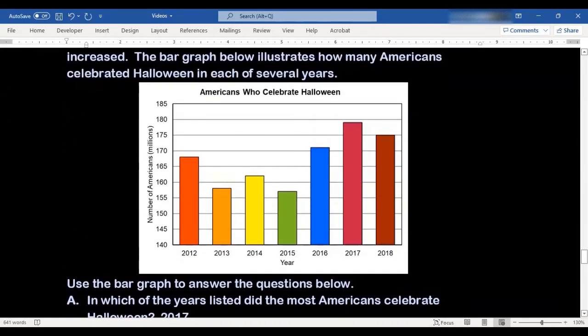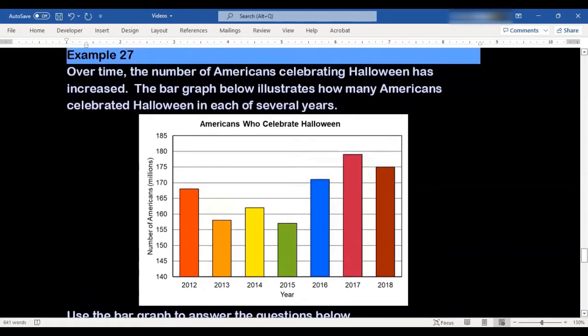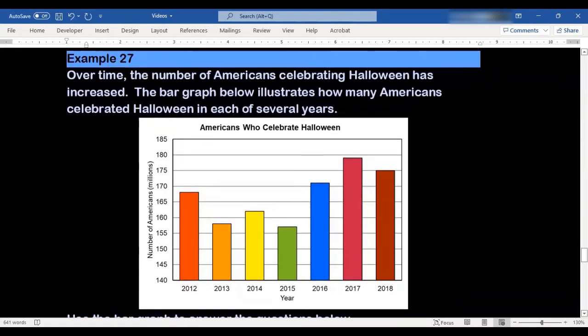All right, so there we go. We've answered all our questions about the bar graph. In the next video, we'll also be looking at bar graphs, but then we're going to be looking at bar graphs that have decimals instead of whole numbers.